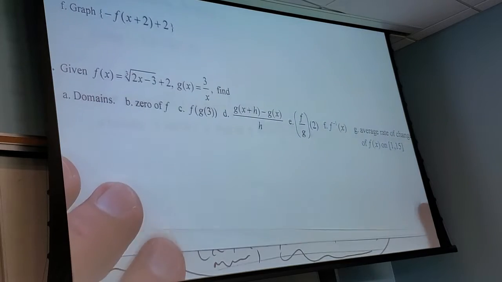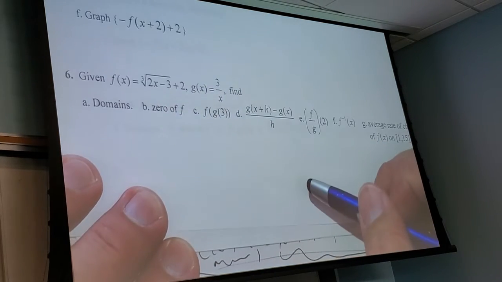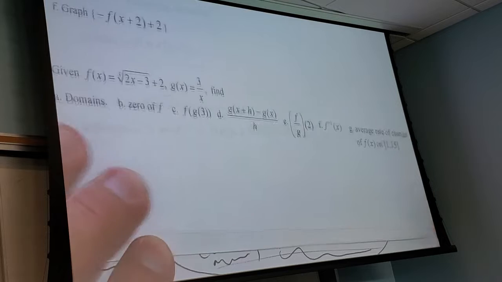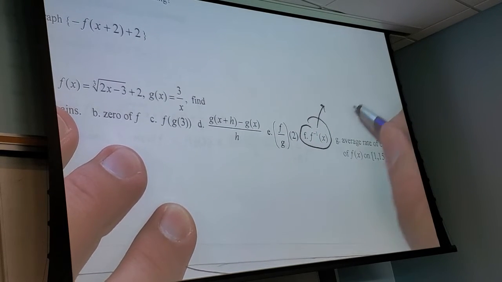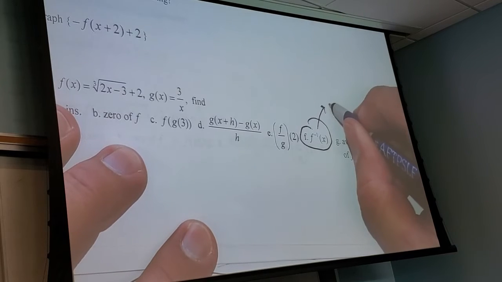Okay. So 6, which part? f of f inverse of negative 4. Oh, okay. I'm sorry. On the answer key, I actually tell you, I thought we'd get this far, we didn't. So this is on the next test.